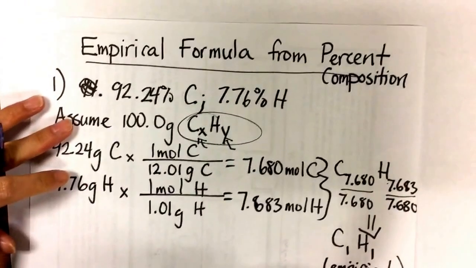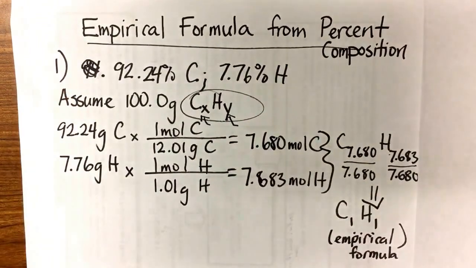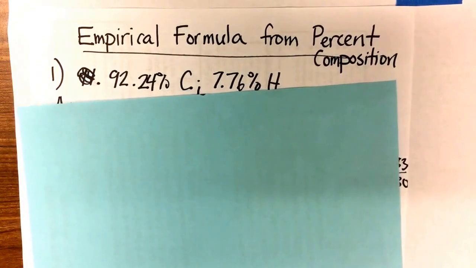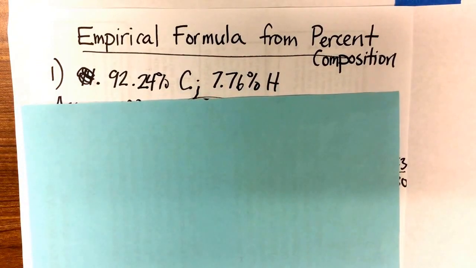Okay. Now we go to the next set of problems. In the next set of problems, you're given percentages here, and you're asked to find the empirical formula. So you're asked to find this empirical formula from the percentages. So it's going backwards, okay? How do you find the empirical formula from the percent composition? To do so, you start off with that first problem. The first problem says you're given 92.24% carbon and 7.76% hydrogen.